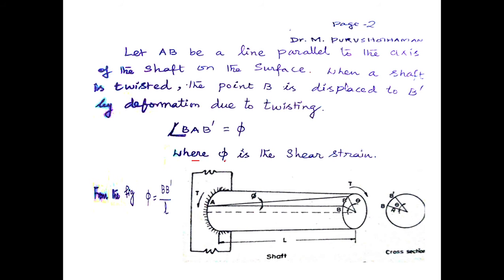Phi is nothing but shear strain. As I already told, phi is shear strain, the angle BAB dash. B is the surface point here. Because of rotation, it displaces to some distance, that is B dash. The angle between B and B dash is phi, that is shear strain. It is on the surface.